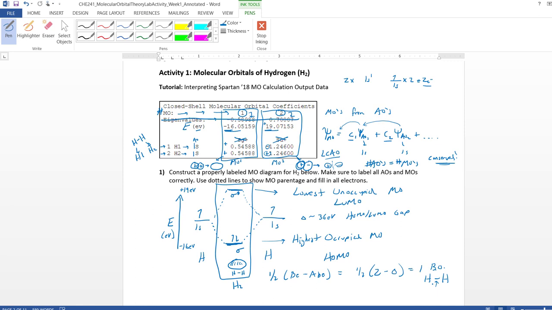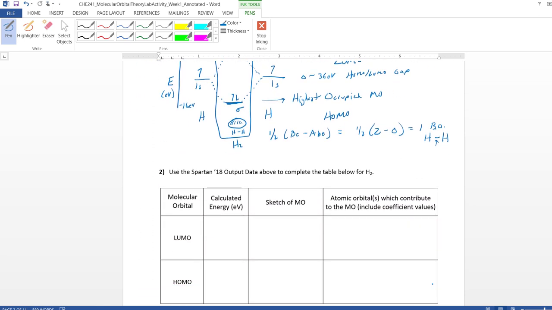And so if you were to come down and complete the table here, it's pretty simple, right? You're going to say, okay, for the HOMO, it's roughly negative 16.1 eV. The sketch of the MO, right? It's going to look like a big kind of sausage. And then you're going to have which atomic orbitals? Well, in this case, the hydrogen 1s and a hydrogen 1s.